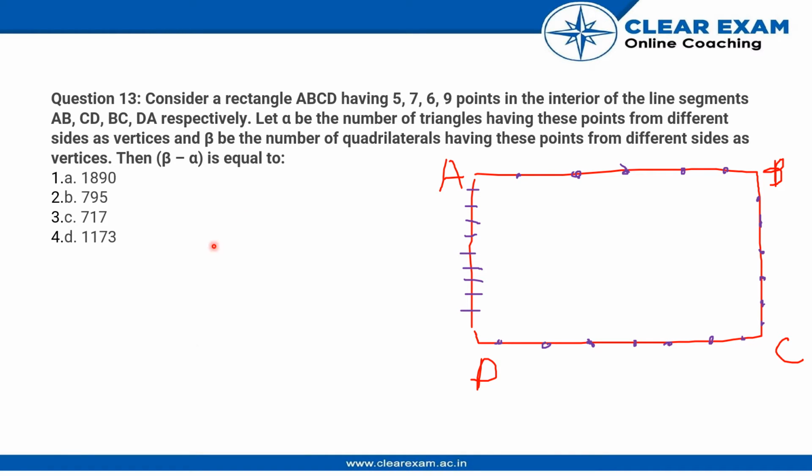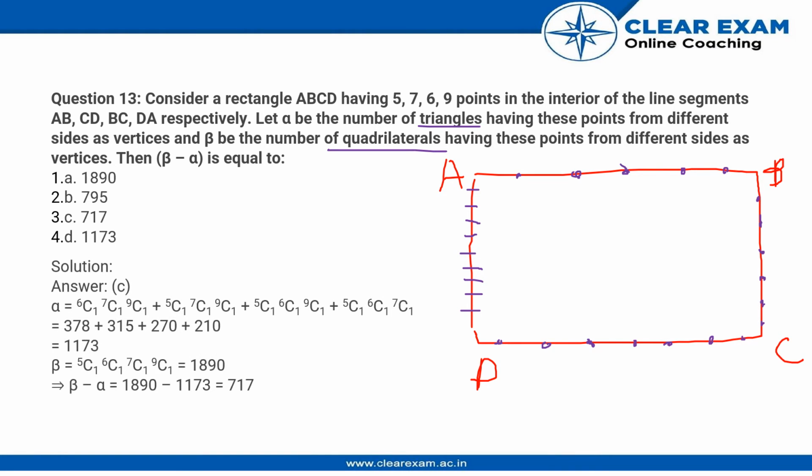And now we need to find out, let alpha be the number of triangles having these points from different sides as vertices, and beta be the number of quadrilaterals having these points from different sides as vertices. We need to find beta minus alpha. So this is the rectangle. We need to form triangles and quadrilaterals with these points as vertices.